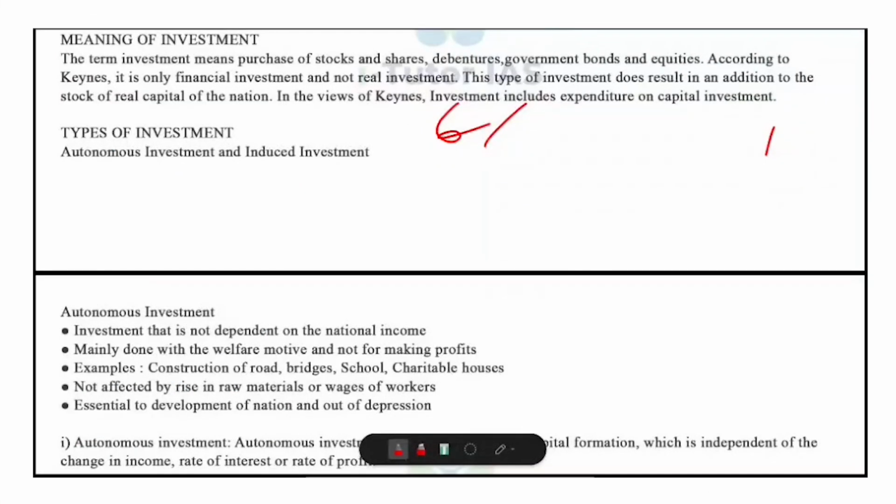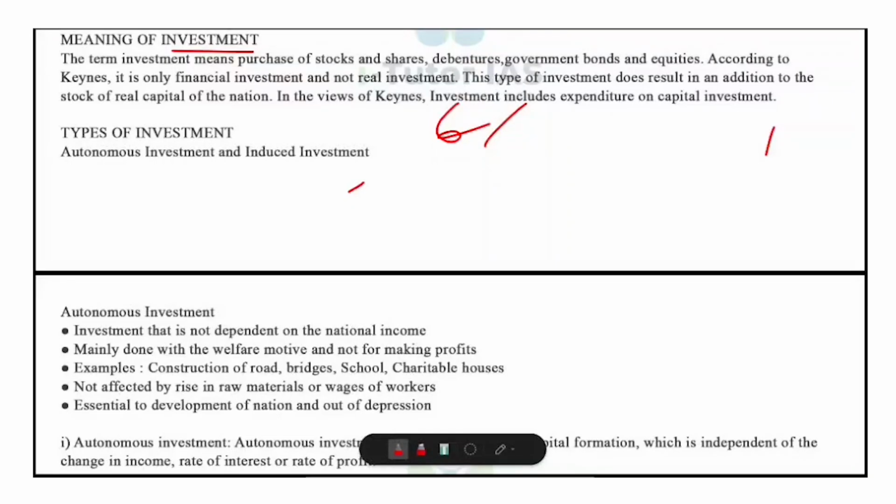In the last class, we have started the topic investment. What is meant by investment? The term investment generally means using money to earn income or profit in the future. So today let's look at the Keynesian meaning of investment.